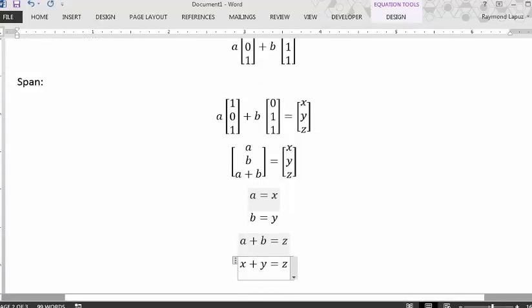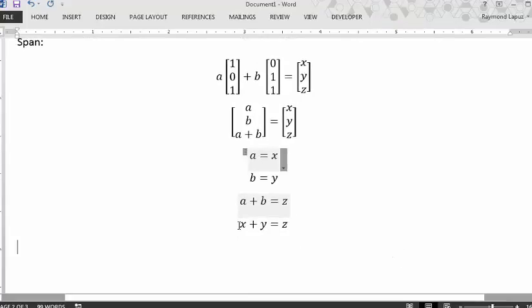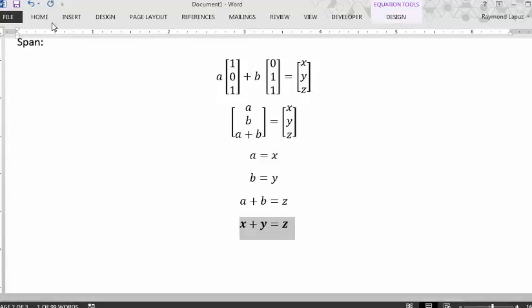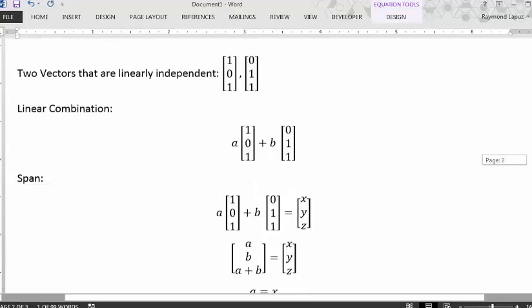So that looks like it describes our x, y, z, and that also, I hope, looks like an equation of a plane to people. So x plus y is equal to z looks like an equation of a plane. So it looks like the span of these two vectors is the plane described by x plus y equals z. Okay, so why don't we write that out?